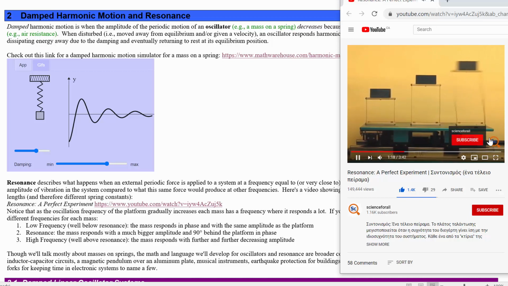It's moving more than the platform. Then at a higher frequency, we have the same effect happen for the middle one, and at an even higher frequency, the shortest spring ends up oscillating with a large amplitude. So this is the resonance effect that we're looking for.